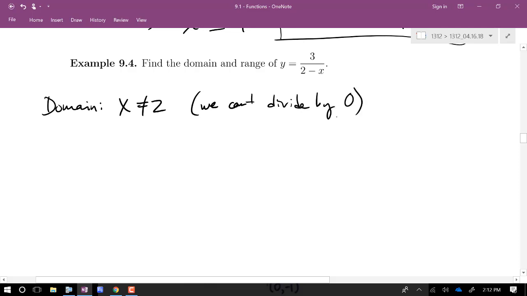What about the range? Is there anything that this fraction 3 over 2 minus x won't be equal to? 0, right? Because again, a fraction is only 0 when the numerator is, and 3 is never equal to 0. So the range is y not equal to 0.